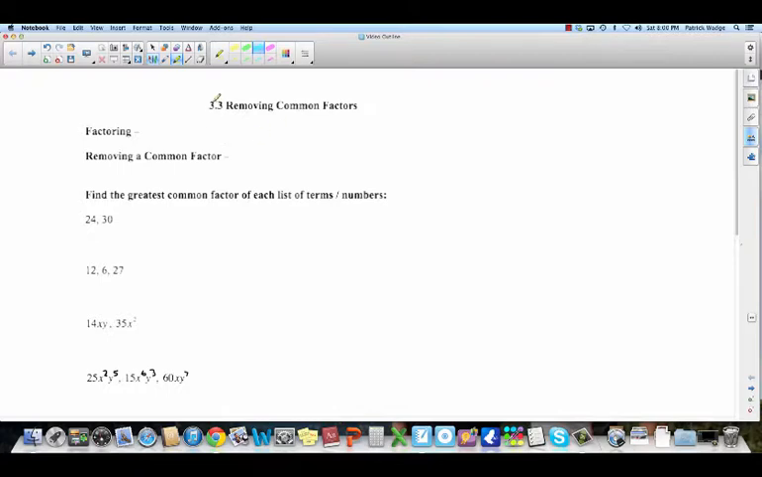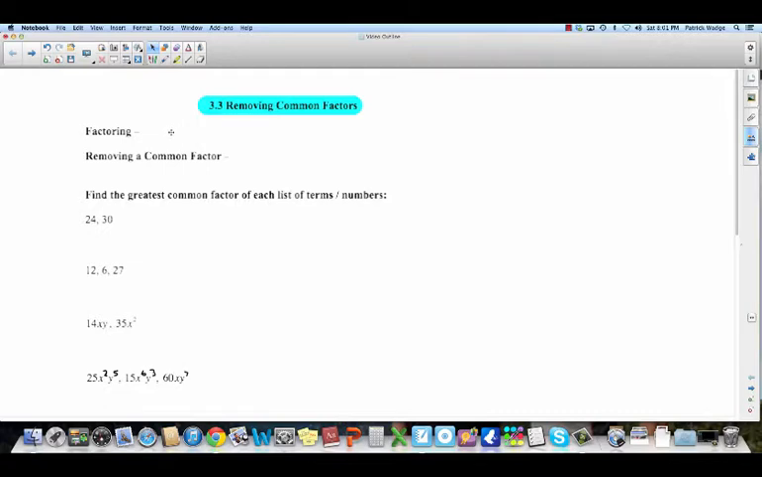3.3 is on removing common factors. And I want you to learn lots of stuff this year in grade 10. But if I had to pick one thing for you to know better than everything else, it would be factoring. Why? Because for the rest of your math life, grade 11, grade 12, if you take calculus, university math, factoring just comes up over and over and over again, and you want to get really comfortable with it.